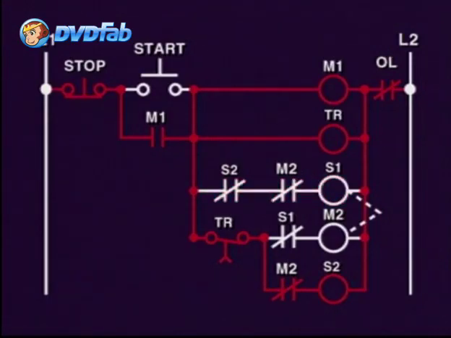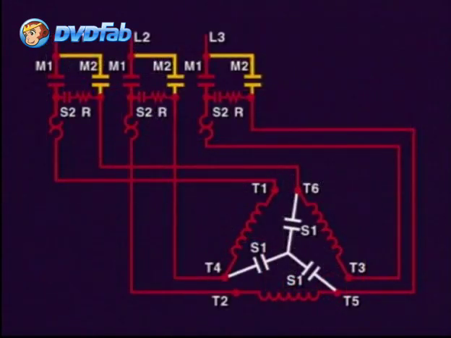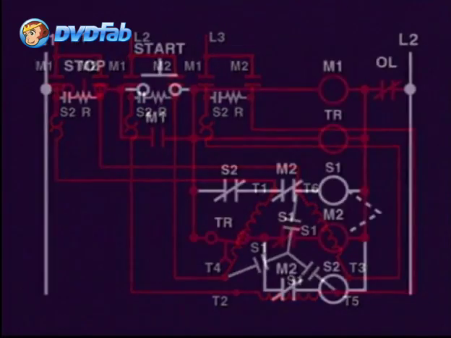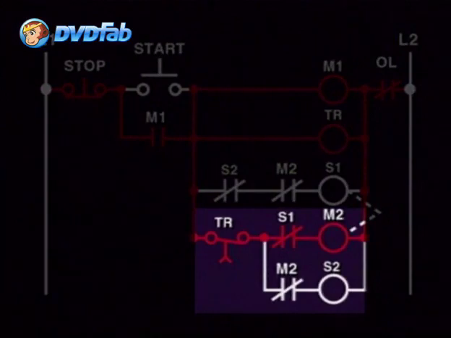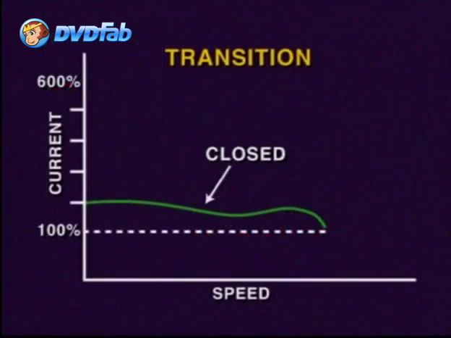Right after the S2 contacts close, the M2 contacts shunt the resistor circuit and connect the circuit in the delta configuration, taking out the resistors by de-energizing S2. The result is a starting reduced current of 33% of inrush and a smooth transition to full speed.